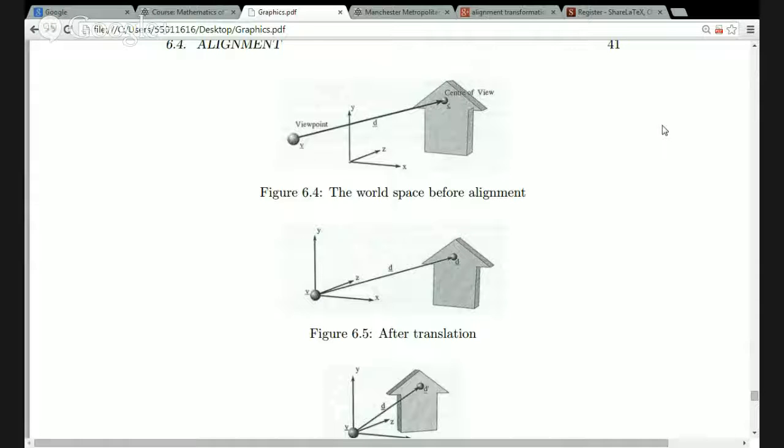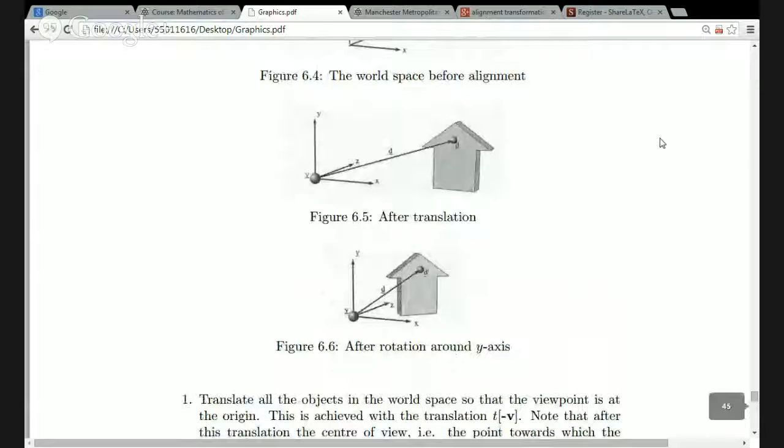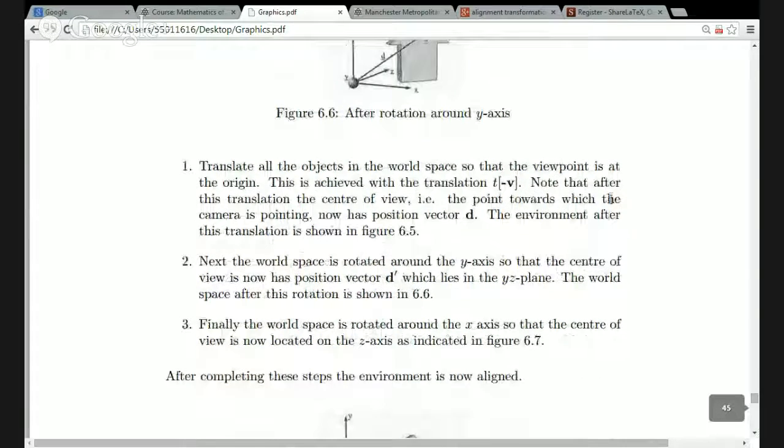So in the notes there, you can see in figure 6.6, this shows or suggests what the environment might look like after this arrow type thing is taken and the whole environment is rotated around the Y-axis to bring the center of view to be within the YZ plane, okay? So the YZ plane is that vertical plane defined by the vertical Y direction and the Z horizontal direction, okay? So that's achieved with a matrix Ry.